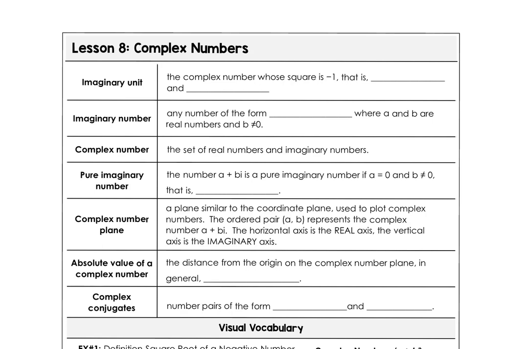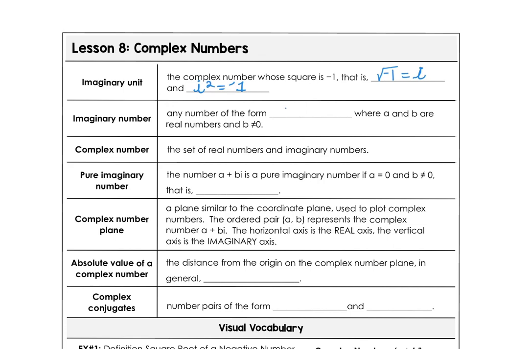In Lesson 8, we're going to look at complex numbers and the complex number system. The complex number whose square root is -1, that is, the square root of -1, is i. And we know that i squared is defined to be -1.